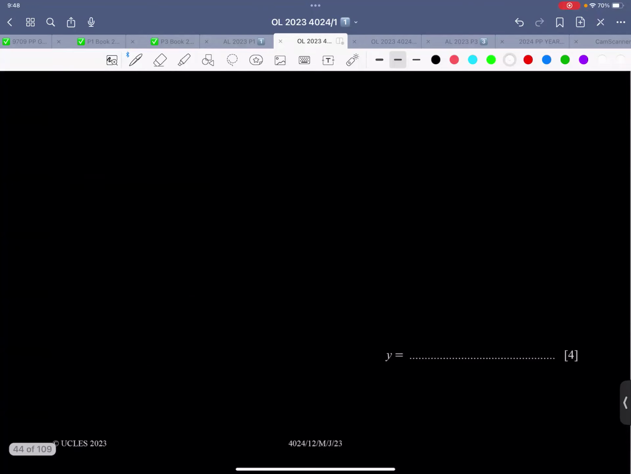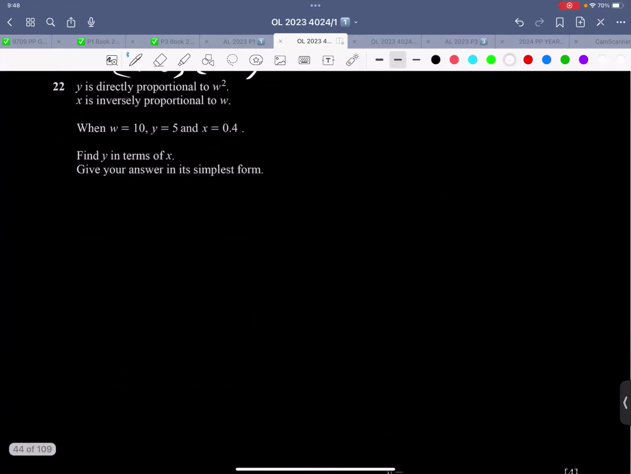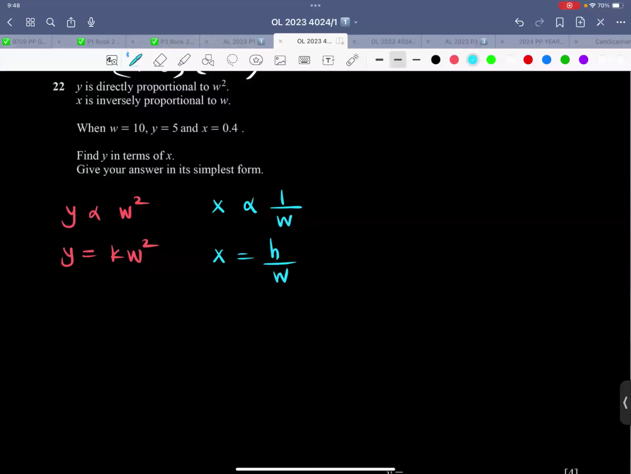Question number 22, that's a very nice question for 4 marks. It says y is directly proportional to w squared. Therefore, y is equal to k w squared. Then it says x is inversely proportional to w. Therefore, x is equal to h over w. And then this condition is given. w is 10, y is 5, x is 0.4.